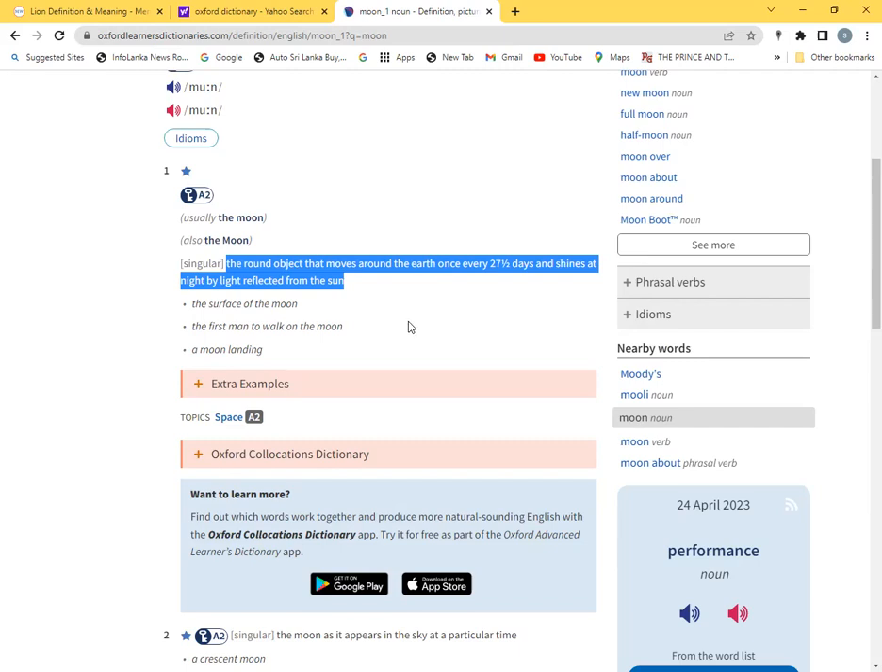That is the denotative meaning, not the connotative meaning, sorry, denotative meaning. The meaning taken from the dictionary. Very easy. You can check any word and its meaning. That is denotative meaning, lexical meaning, dictionary meaning.